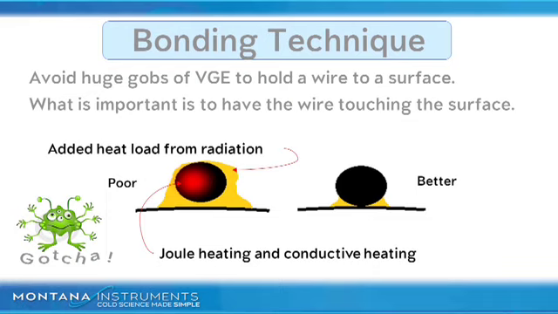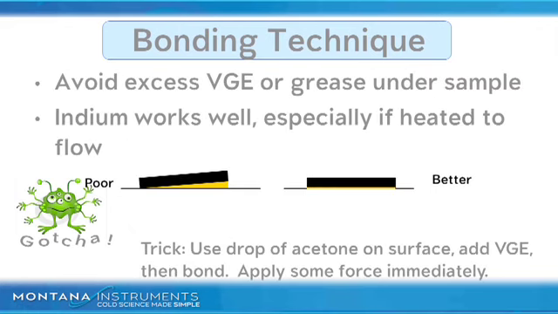Any radiation that is present is absorbed by the VGE and will end up as additional heat in the wire. Use the VGE as an adhesive, not to coat the wires. See this little space at the bottom? This creates a huge thermal resistance. This becomes very important as the heat load on the wire goes up from both the Joule heating and the radiation. So you can see on the right why it's better to have the wire actually touching the surface. If you can apply a force to the wire, you will do even better.